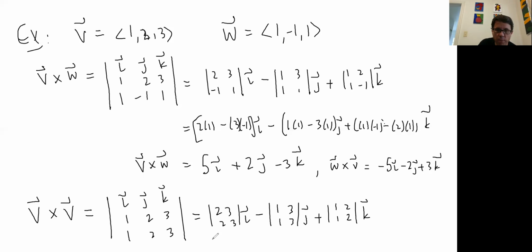Now, if you do all these little subdeterminants here, 2 times 3 and 2 times 3, and you subtract, you have no i's. For J, same thing, minus 0 J, and same thing for K. So I end up getting 0, 0, 0 as my answer. Sometimes the book will write this as the 0 vector, which just means the vector 0, 0, 0. So I took the cross product of these two things and got all zeros. That's a property: if you take the cross product of a vector with itself, you get the 0 vector.